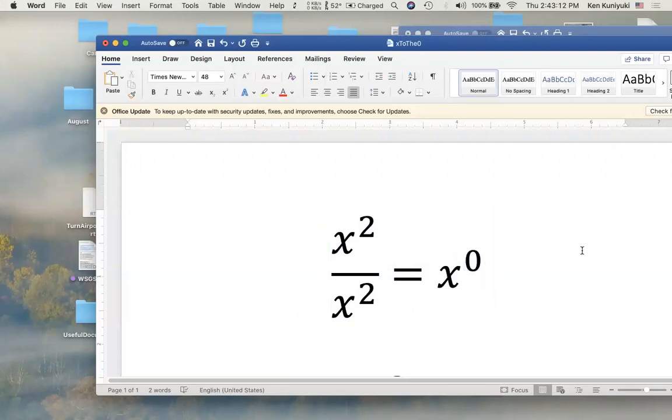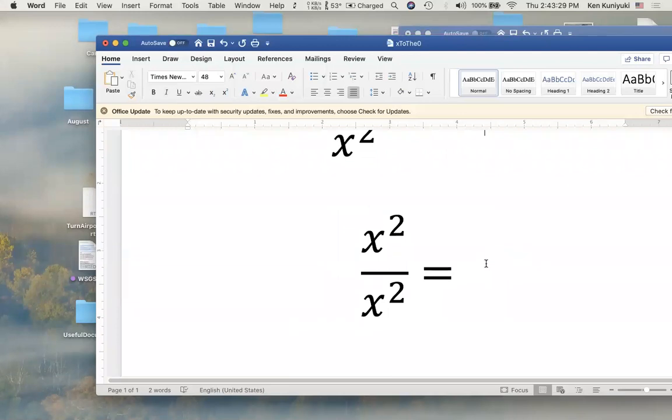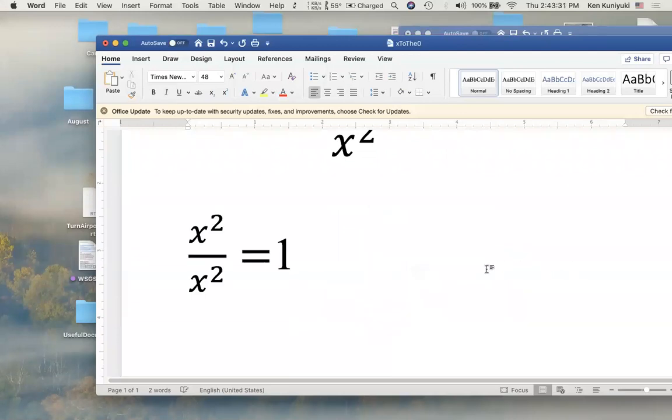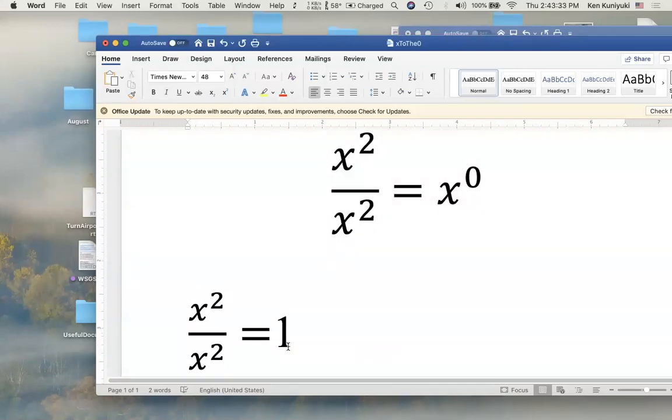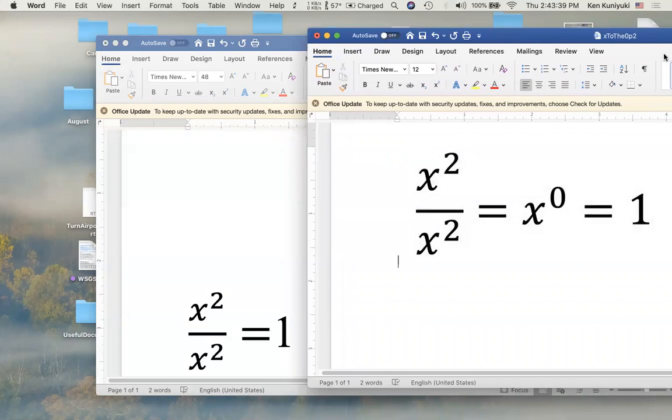But now, wait a minute. What's another way of looking at x squared divided by itself? Anything divided by itself, almost anything divided by itself, is going to be what? What's 9 divided by 9? It's 1. So x squared divided by x squared is also equal to 1. So then it makes sense that x to the 0 is equivalent to 1. X to the 0 is equal to 1.